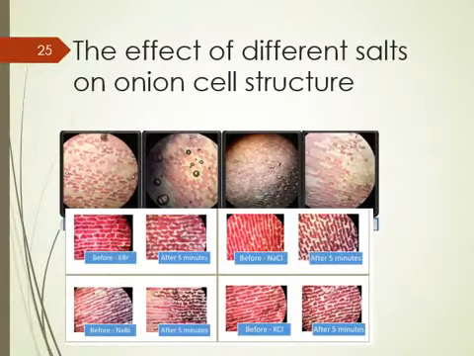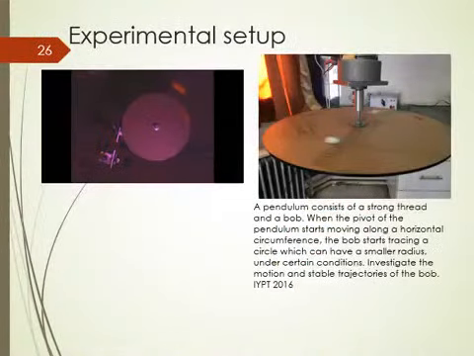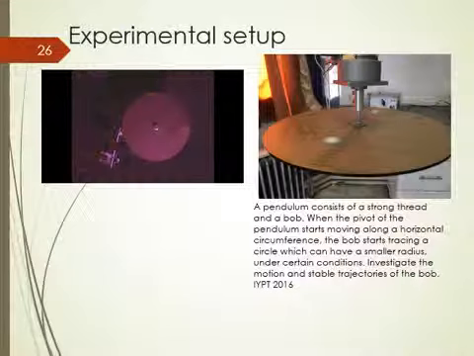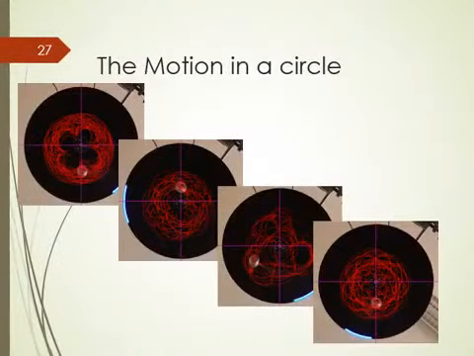Next one is the effect of different salts on onion cell structure. This problem has some photos from the microscope and was presented in the junior tournaments as natural sciences in national and international sections. Next problem is the lagging pendulum. When a pendulum starts to move along a horizontal circumference, the bob starts tracing a circle, and we can find attractive photos of the motion in a circle here, which has been simulated, and then these photos have been taken.